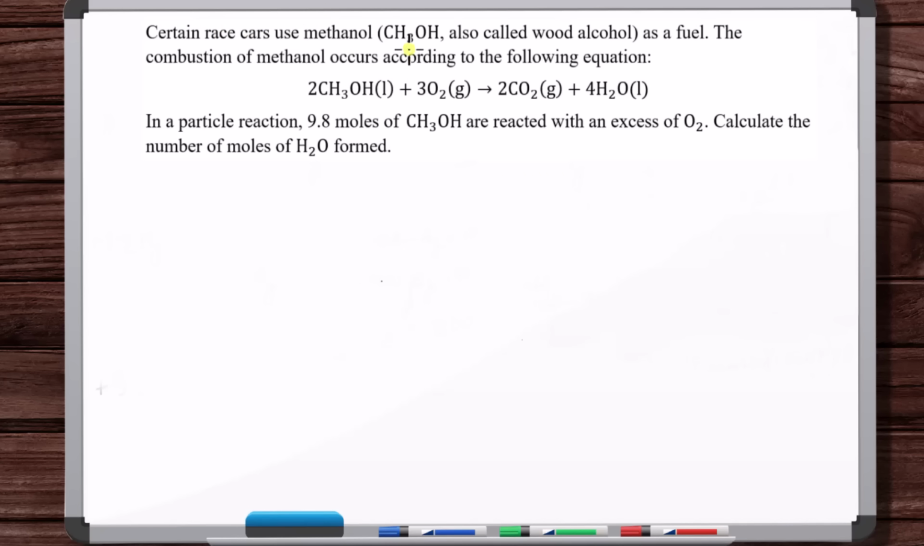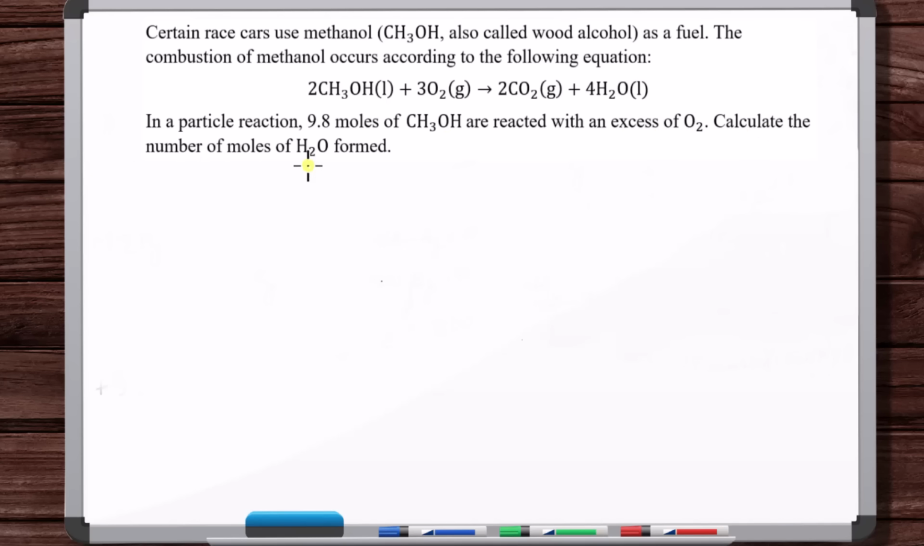Certain race cars use methanol, which is this, also called wood alcohol, as a fuel. The combustion of methanol occurs according to the following equation. In a particular reaction, 9.8 moles of CH3OH are reacted with an excess of O2. Calculate the number of moles of H2O formed.